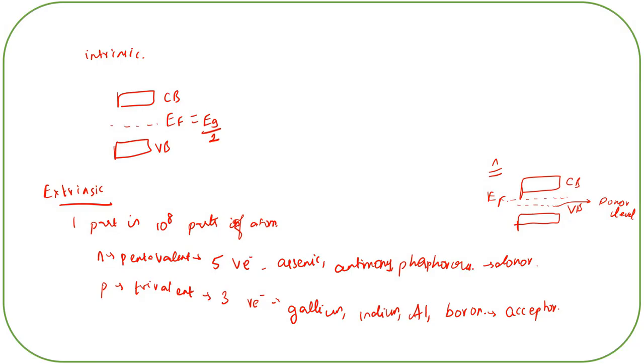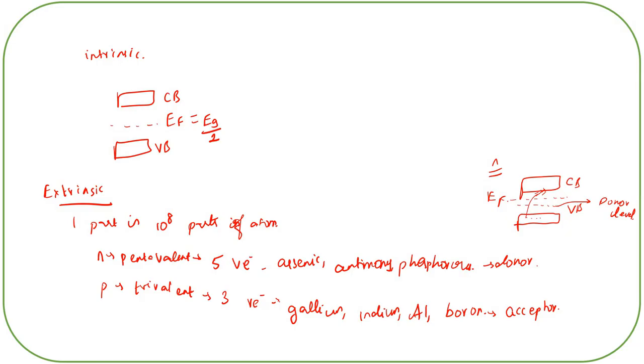The Fermi level line lies near the conduction band because more charge carriers are there. There are more free electrons since it's n-type, where pentavalent impurities are added. Those free electrons, with very little electric field, can go to the conduction band. So more charge carriers are there in the conduction band, and the Fermi level line lies near the conduction band for the n-type semiconductor.